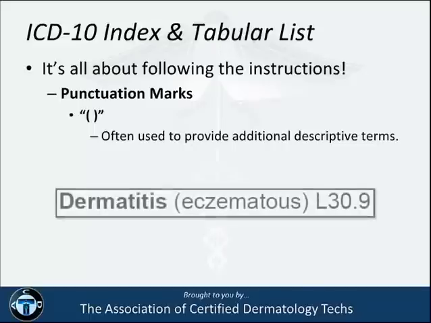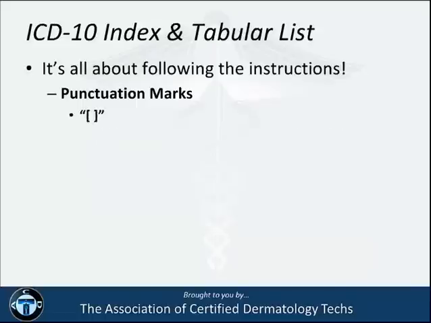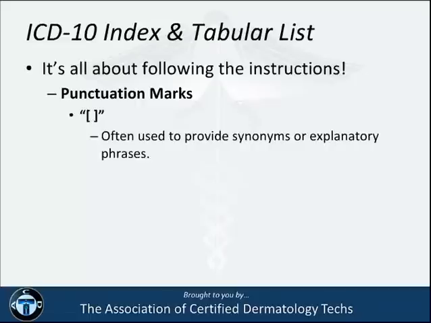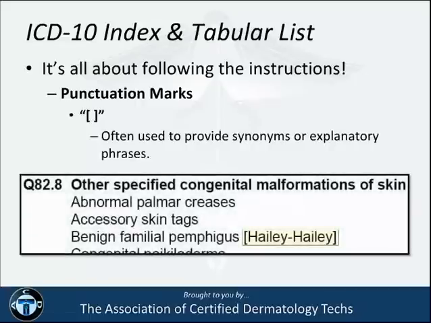For example, in the index next to the term dermatitis, we see eczematous in parentheses. This is because some people will refer to dermatitis as eczematous dermatitis, and the parentheses are there to simply confirm that the term eczematous dermatitis would be coded as L30.9. Brackets are most often used to provide synonyms or explanatory phrases. For example, the brackets here provide us with the synonym for benign familial pemphigus, which of course is Hailey-Hailey disease.